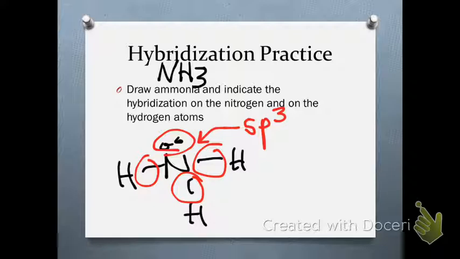So now, if you have to do the H's, and pick any H because they're all the same, the bottom H, for example, has 1 area. So what would it be? S. And I'm done.